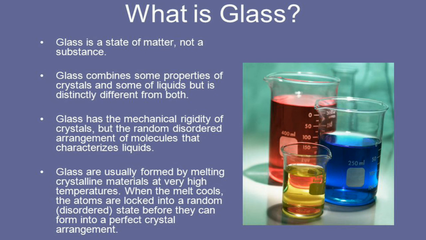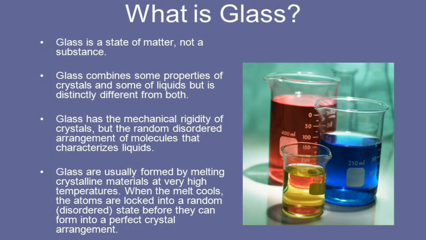So it's used. Now glass. What is glass? Glass is a state of matter, not a substance. Glass combines some properties of crystals and some of liquids, but it is distinctly different from both. Glass has the mechanical rigidity of crystals, but the random, disordered arrangement of molecules that characterizes liquid.